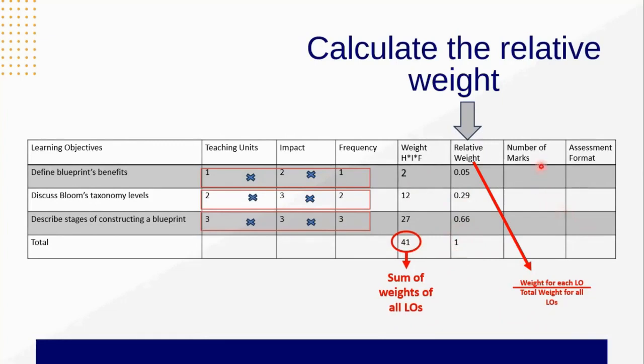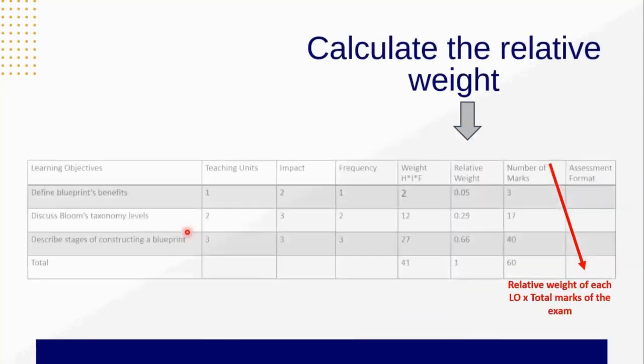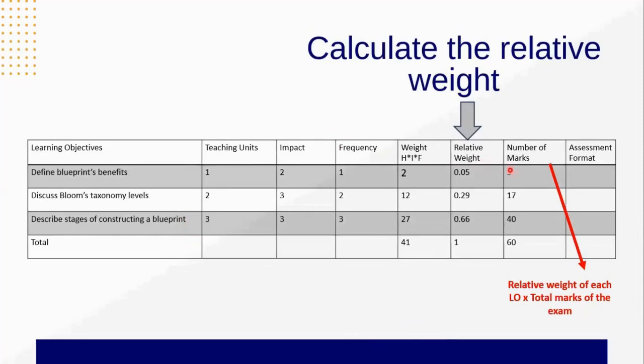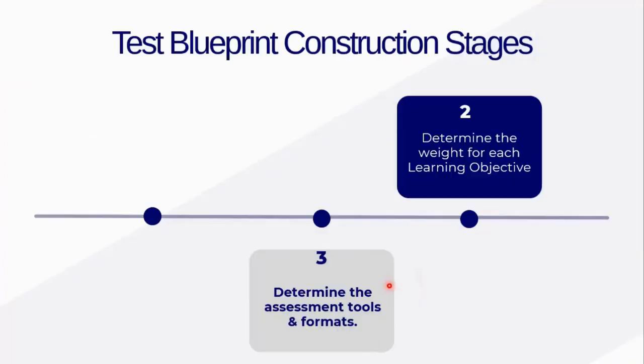Now we need to decide on the number of marks that will be given to each learning objective. The number of marks calculation will be based on the relative weight of each learning objective times the total marks of the exam. So the first objective is 0.05 times 60, 0.29 times 60, 0.66 times 60.